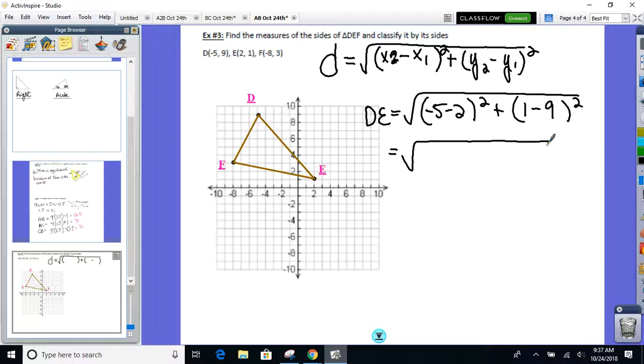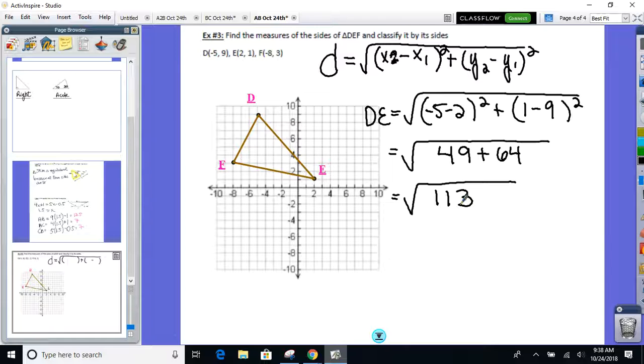Okay. Again, refresh our memories here. When you're done squaring, what type of number should come out every single time? Positive number. You should be adding two positive numbers at the end. In this case, you should be adding 49 and 64. And that comes out to be the square root of 113.